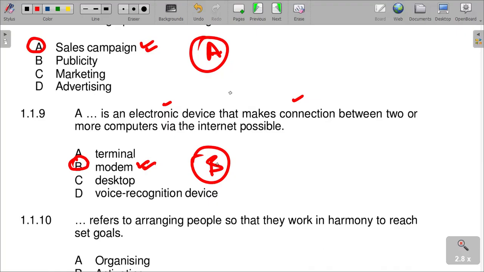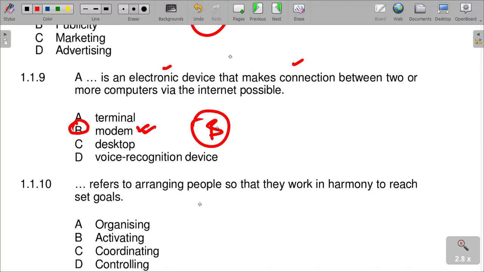Number 10 refers to arranging people so that they work in harmony to reach set goals. What is it that is to be done in terms of that? Organizing, activating, coordinating, controlling. Organizing refers to arranging people so that they work in harmony to reach set goals. Number 10, organizing is the right answer.